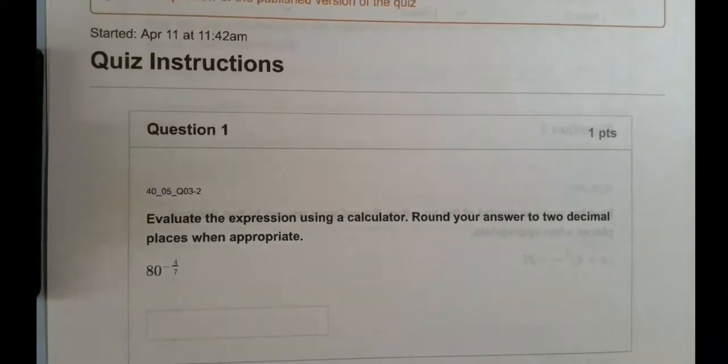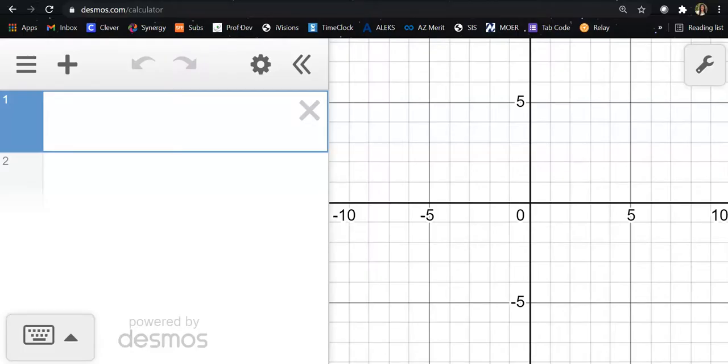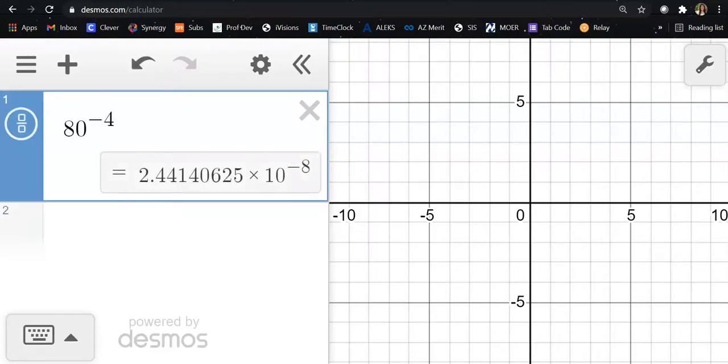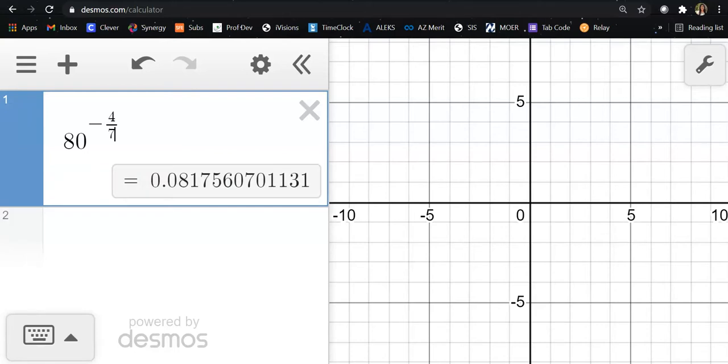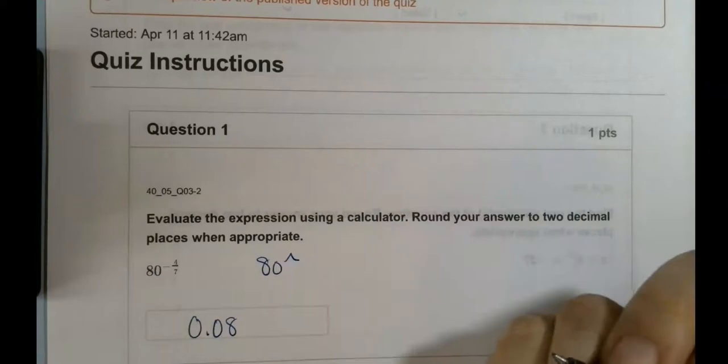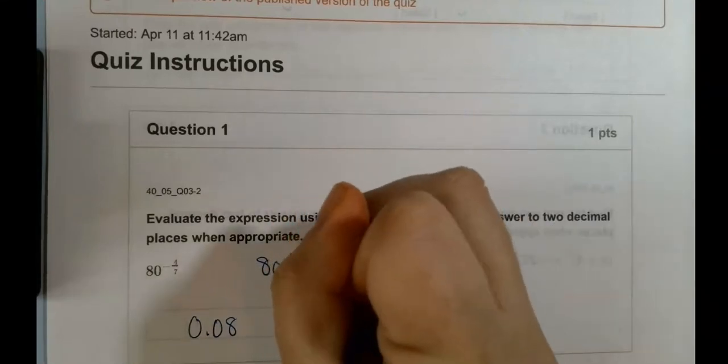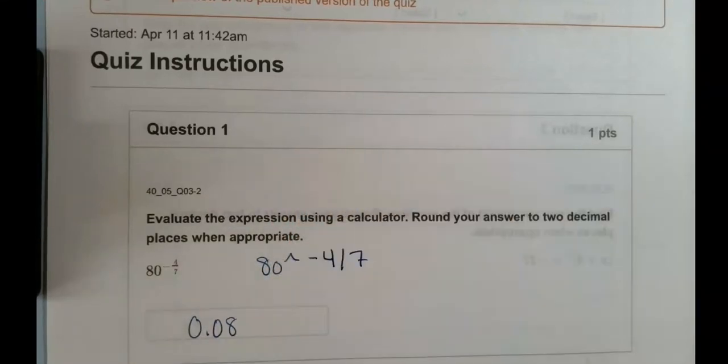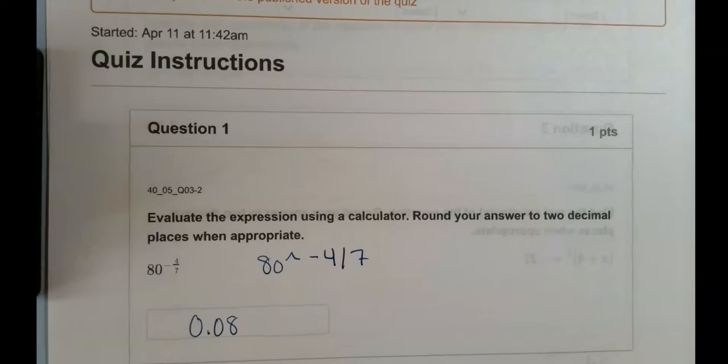The first one wants me to evaluate the expression using a calculator and then round my answer to 2 decimal places when appropriate. So what I want to do here is go to Desmos and type this in like this. It gets me 0.08 as my answer. The way I type this in, in case you can't see my keystrokes, was like this. So I press Shift-6 to get that up arrow.